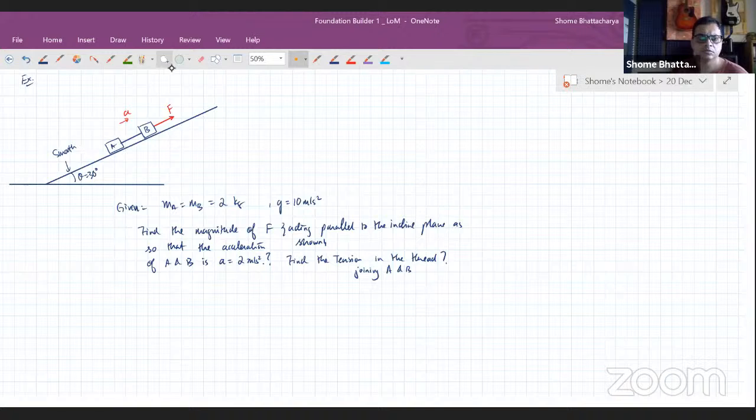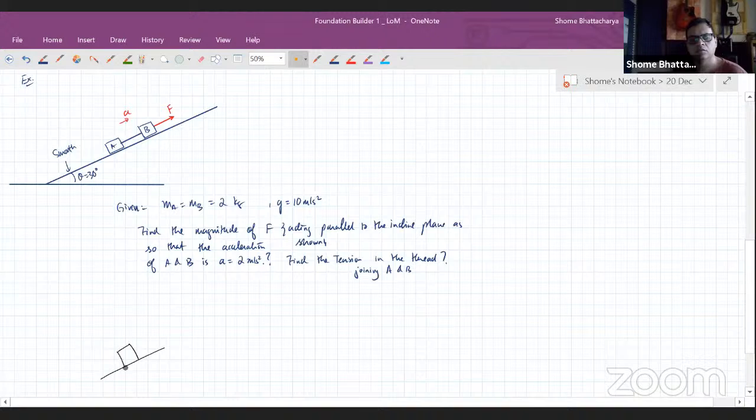Okay, so this time when we make the individual free body diagrams, you can see that for the block A, the forces will be the tension in the string acting up the inclined plane, components of weight mg sine 30 degrees, mg cos 30 degrees, and the normal reaction acting like this, and it has the acceleration along the inclined plane, which is a.